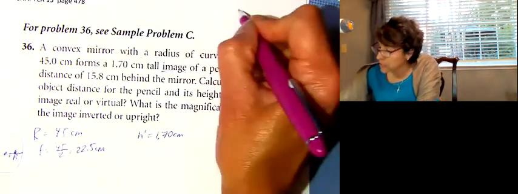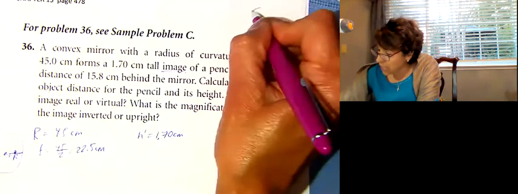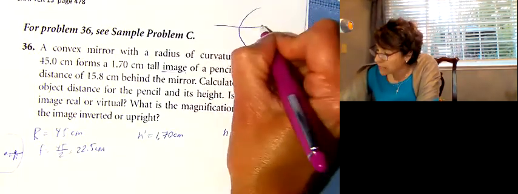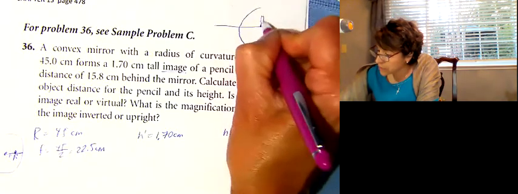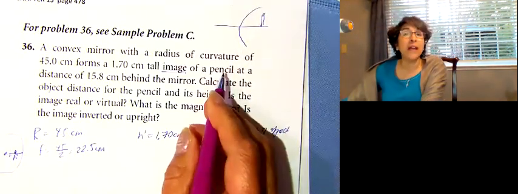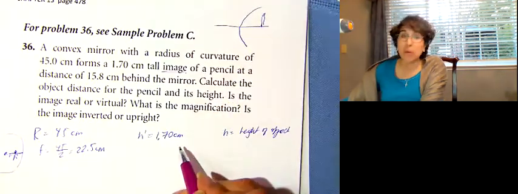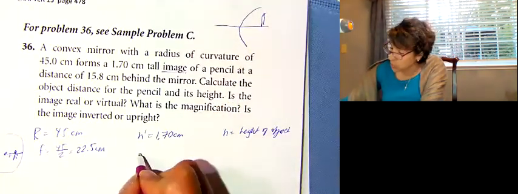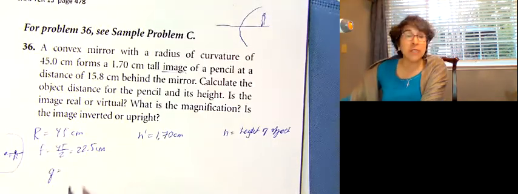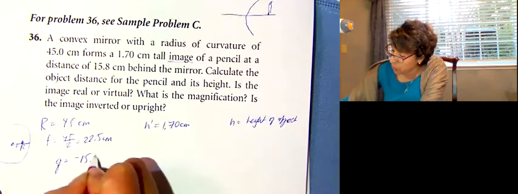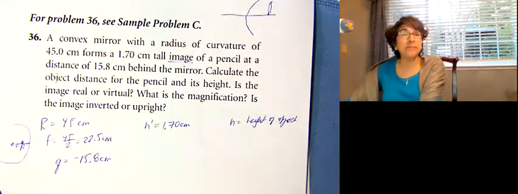Behind the mirror. Okay, so instead of concave, it's going to be convex. And I know that the image is behind the mirror over here. There's my pencil behind the mirror. Well, anything that's behind the mirror has got to be negative. So where P is for position, Q is the position of the image. So that'll be negative 15.8 centimeters.